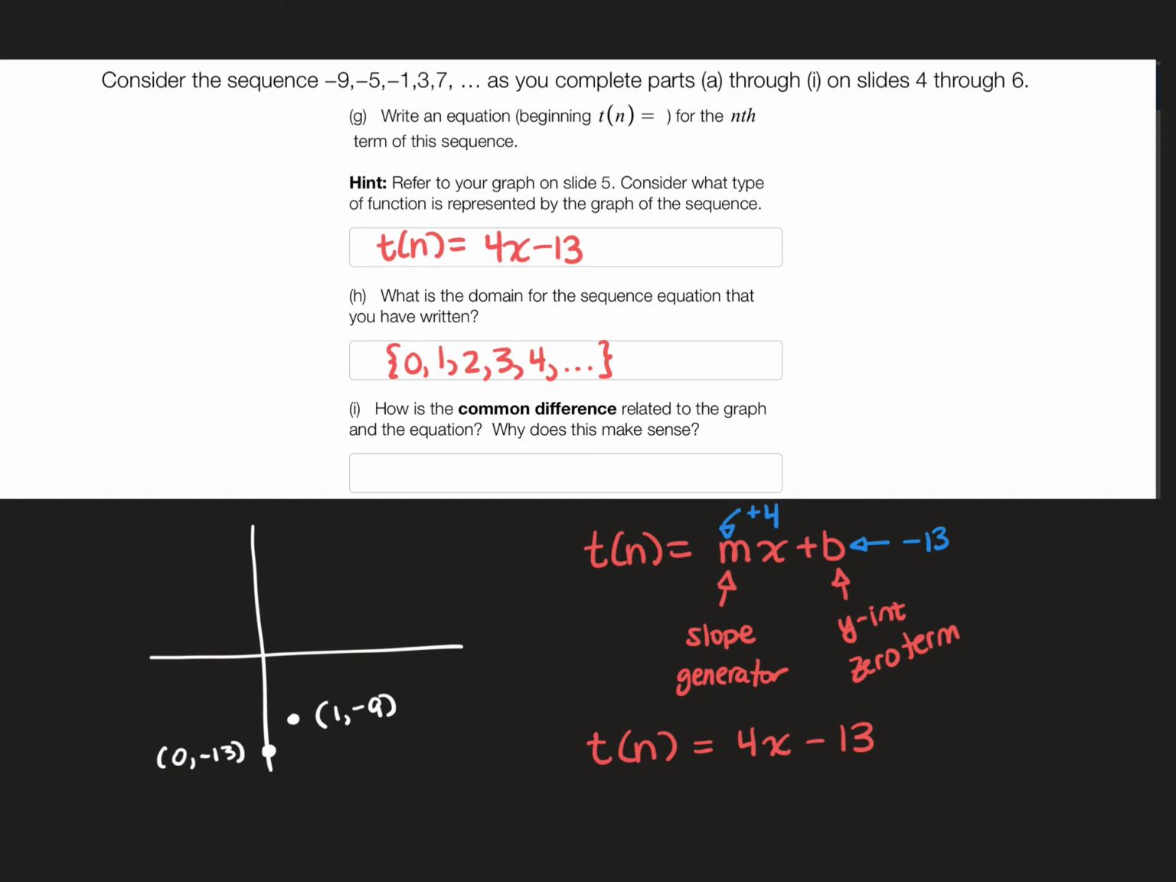And then how is the common difference related to the graph and the equation? And we talked a little bit about that here just a second ago. Common difference, that's your generator, that's your slope. It's related to the graph because it shows our rise over run. So you can write your response in there in whatever way makes sense.